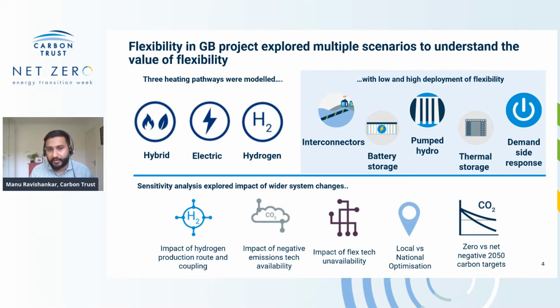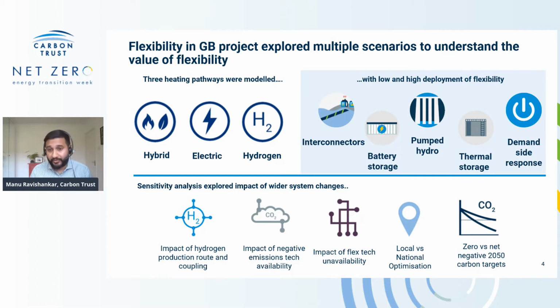Before we dive into the results, it's useful to set up how the modeling was analyzed. We took a scenario-based approach to modeling the role and value of flexibility. This is because of the uncertainties in energy system development in the next 30 years towards net zero. So we chose the heat decarbonization strategy as the main aspect to differentiate the three key scenarios. Therefore, you see there is a hybrid heating scenario, a full electric heating scenario, and of course a hydrogen heating scenario.